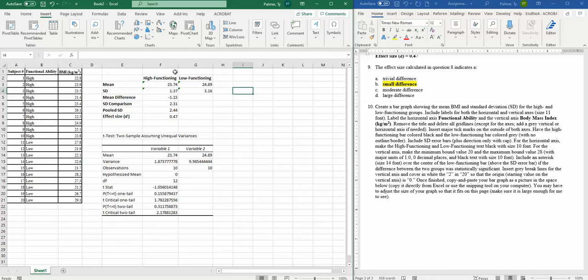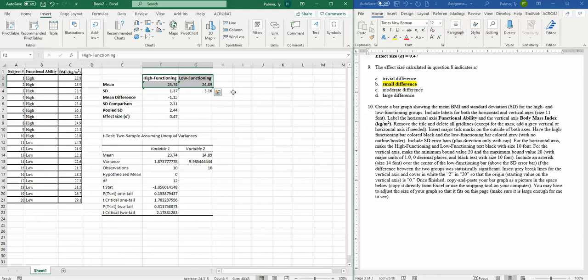Before we do that, we need to highlight the data that we need to show. The data that we're going to initially show are the means, and then eventually we will add the standard deviations to this graph. But the first initial graph we're going to create is just the means. So what you need to do is highlight what I've highlighted here. Highlight to where you have the labels. Highlight the labels, high functioning, low functioning, and then also highlight the means for both groups, just like I've done.